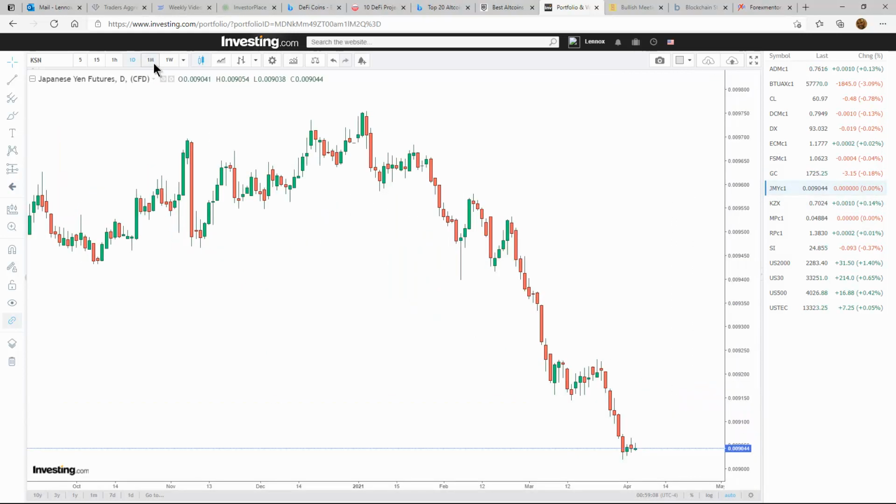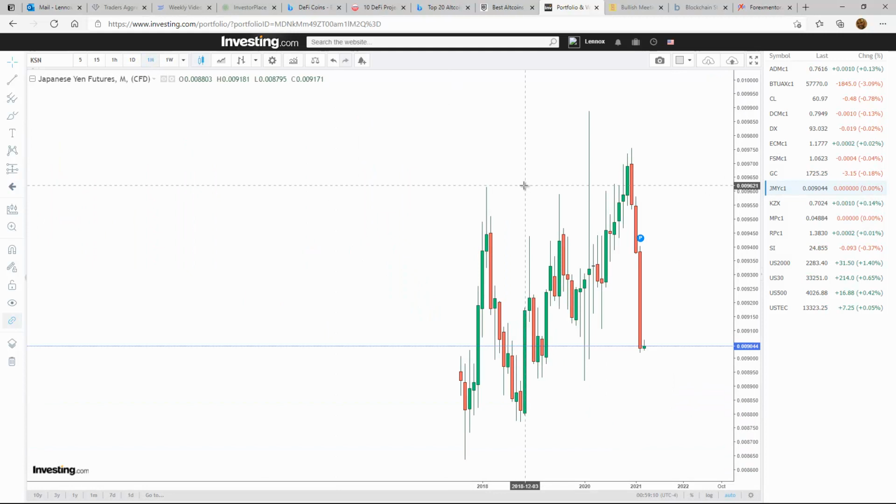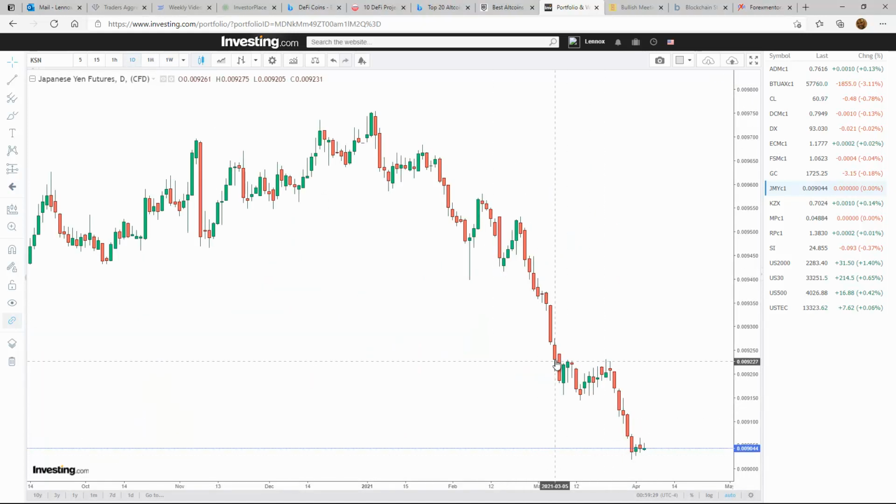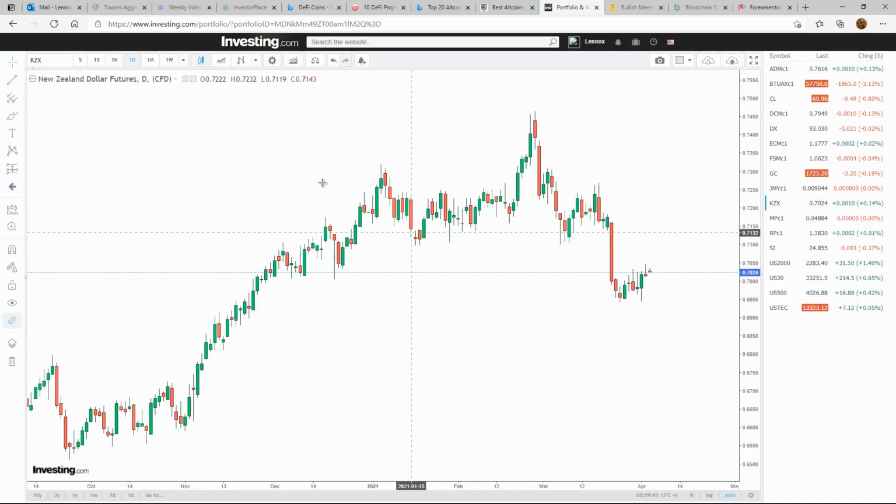Japanese yen. This one has been super weak, as you can see on the monthly, and still heading down, but we're getting very close to a previous support area. So we could be basically done at this point on this move down. You can see the candles are getting smaller and smaller as we move down. So it looks like we're almost at the bottom, but still a little bit of weakness left in Japanese yen going into this week.